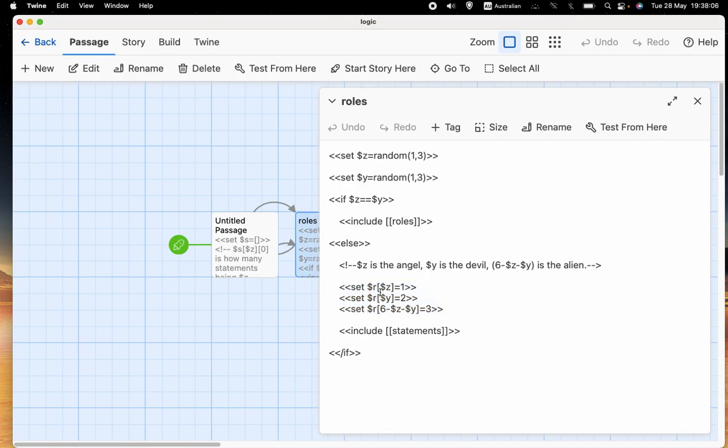Okay, sorry. Then we set roll Z equal to 1, which is the angel. Roll Y is equal to 2, which is the devil. And roll 6 minus Z minus Y is equal to 3, which is the alien. Sorry about that. I thought I'd always set roll 1 to be 1 and roll 2 to be 2. I just misread what I saw. Anyway, so having done that, we go to statements.